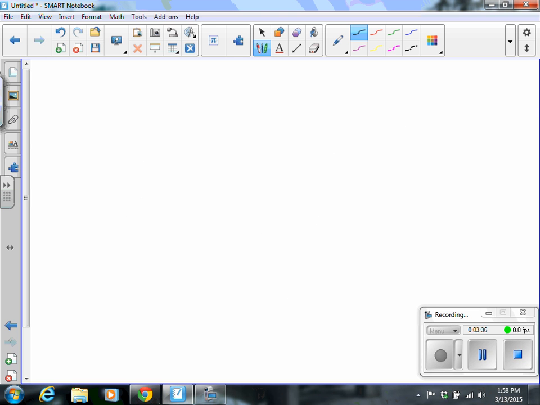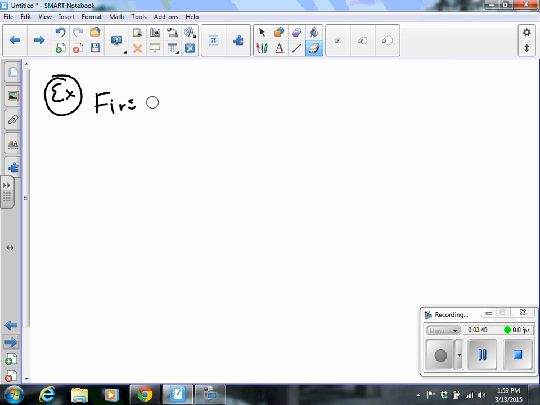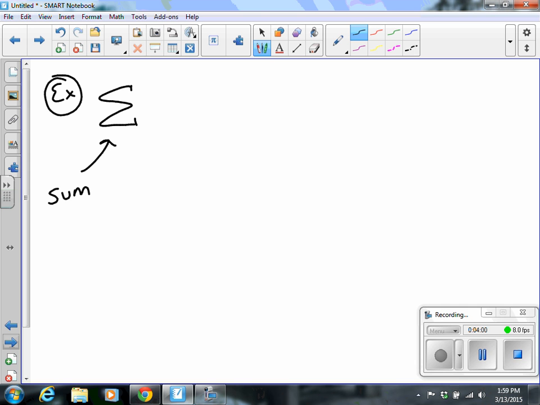So for instance, if I am looking for the sum, which in Greek notation is my summation. You'll see that throughout, so I just want to give you guys a heads up of what it is. The sum of the first 10 odd integers.